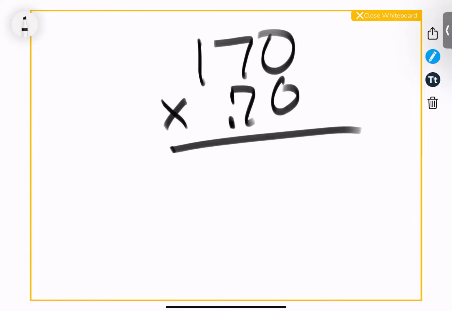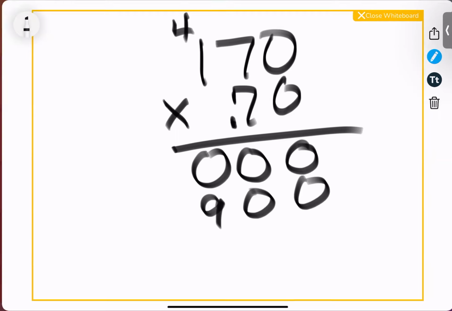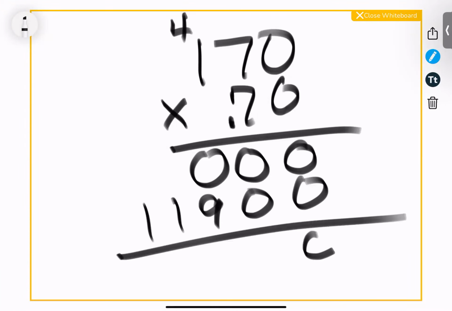I can drop that 0 in the front. It's just decoration. 0 times 0 is 0. 0 times 7 is 0. 0 times 1 is 0. Placeholder, 0, 49. 7 and 1 is 7. Add 4 is 11. Add them up.